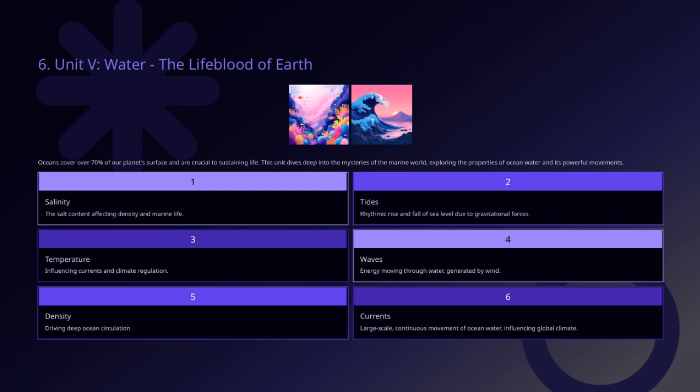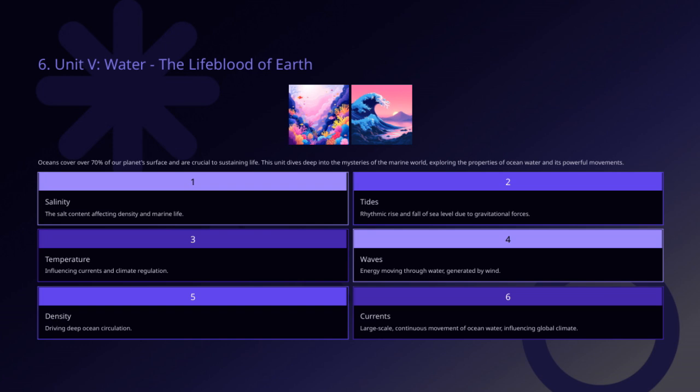Next, we have waves. These are the rhythmic rise and fall of sea levels caused by the gravitational pull of the moon and the sun. Waves are not just about the surf. They play a significant role in shaping coastlines and affecting marine ecosystems. Then there are tides, which are driven by gravitational forces as well. Tides cause the water level to rise and fall predictably, and they influence many marine activities and ecosystems.